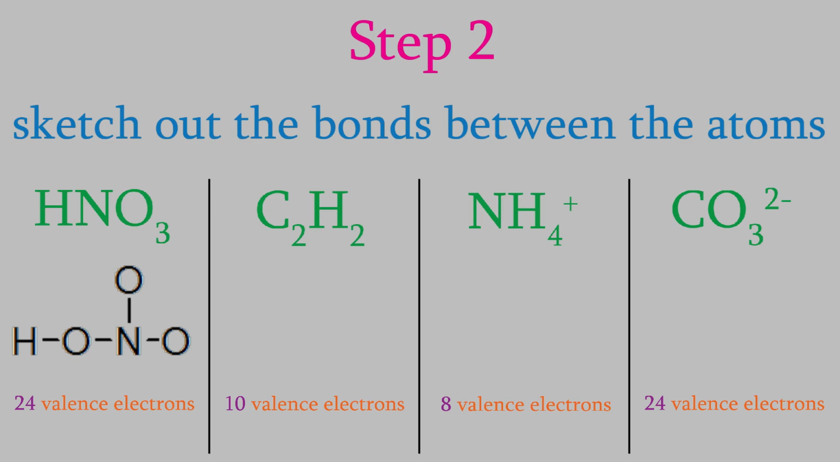Notice that we've made a total of 4 bonds. As we saw in the previous video, every bond is made of 2 valence electrons. So far we've used up 8 of our 24 valence electrons. Let's keep track of how many are left. In this case, we still have 16.